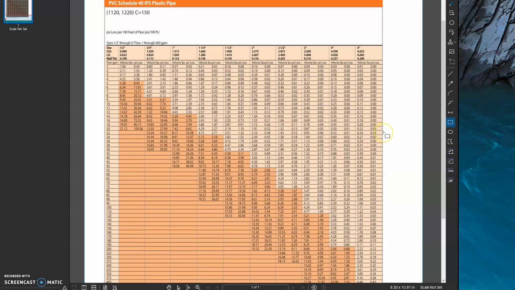And then one more, let's say I had 8 GPM. We could quickly go here. The first line down is then the 3/4 inch pipe.